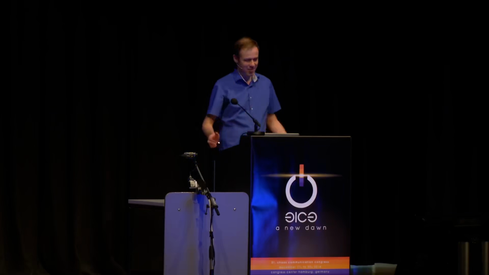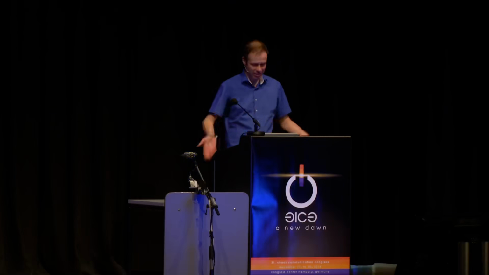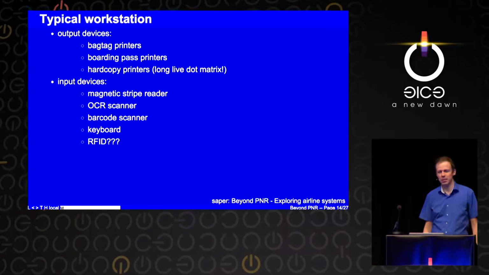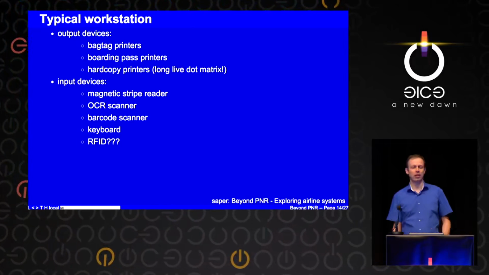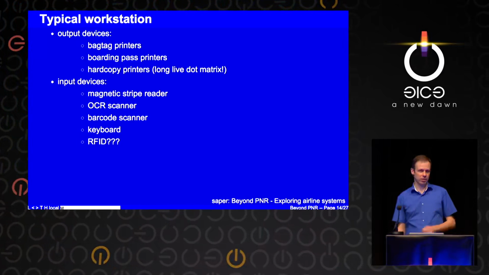I mean, what can happen? The printer can just get stuck. You take a knife, remove the paper, remove the rest, and it keeps going. Input devices we usually use are a magnetic stripe reader for frequent flyer cards and for credit cards.